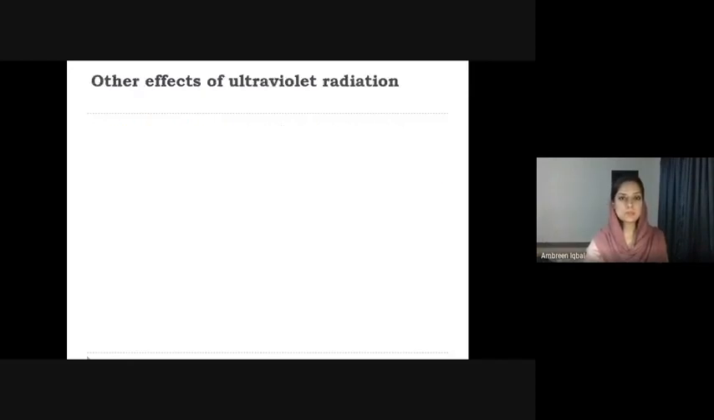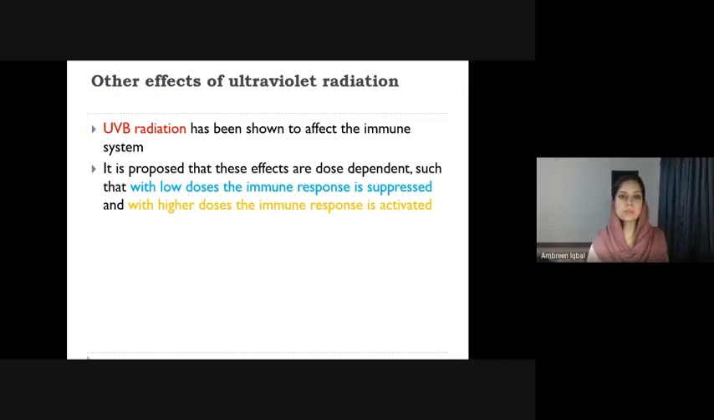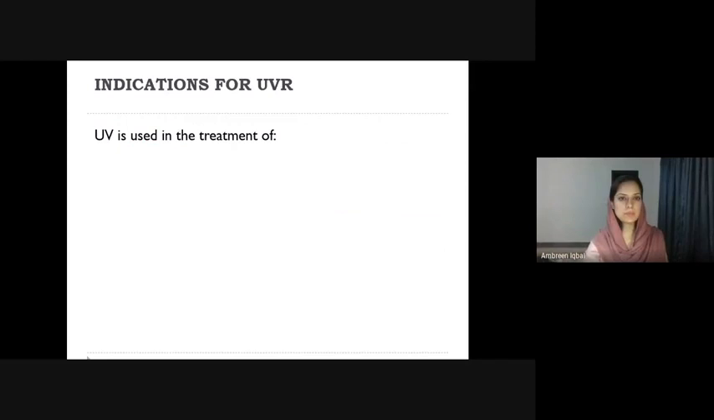Another effect is that ultraviolet radiation has also been shown to affect the immune system. It is proposed that these effects are dose dependent, such that with low doses the immune system is suppressed, and with high doses the immune response is activated. It has also been reported that ultraviolet C in adequate doses is bactericidal.